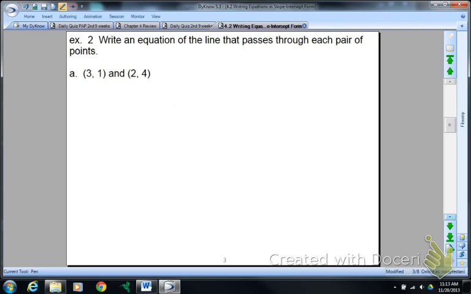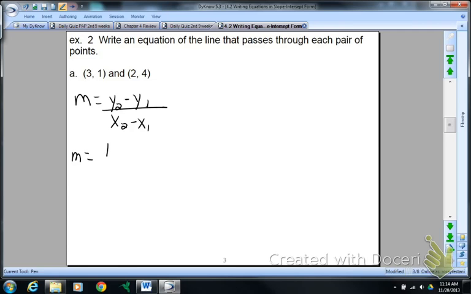Okay, example 2. Write the equation of the line that passes through each pair of points: (3, 1) and (2, 4). Now, in this particular problem, you're given 2 points. What are we going to have to find first? You've got to find your slope first. So we're going to have to find 2 things, our m and our b. Which one do we find first? The slope. So again, we have to write the formula down. Remember the rules. If you're going to use a formula, you have to write the formula down. So the formula for slope: m equals y2 minus y1 over x2 minus x1.